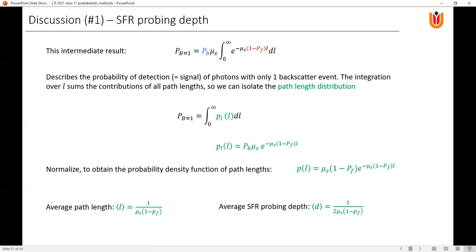So the average path length is 1 over μs times 1 minus PF. If that is the average path length, back and forth to the fiber, then the average depth that the photons reach, the average depth that you can measure with, is half of that, because they have to go back and forth. So the average probing depth should be given by this expression. It depends on the scattering coefficient, but also on the forward scattering probability.